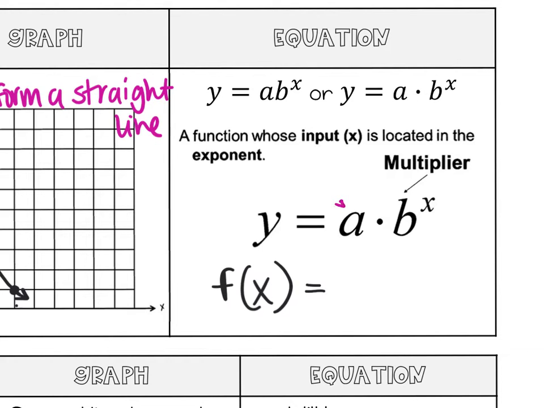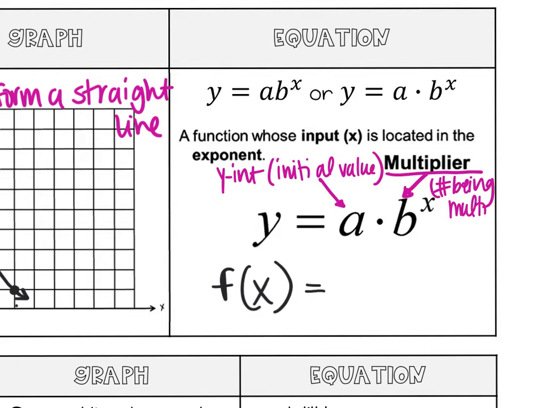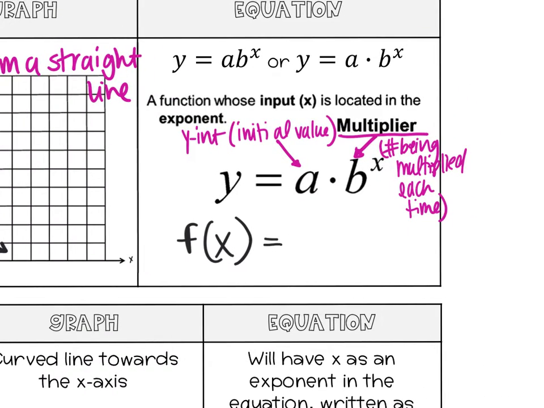So A is your y-intercept or initial value, and B is your multiplier. So the number being multiplied each time. And x stays the same, just like each equation for slope-intercept has an x and y, and so does this. So I could write y equals a times b to the x power, or f of x equals a times b to the x power.